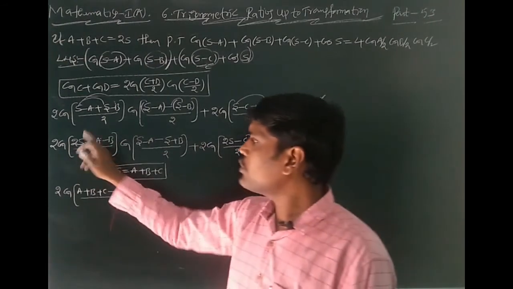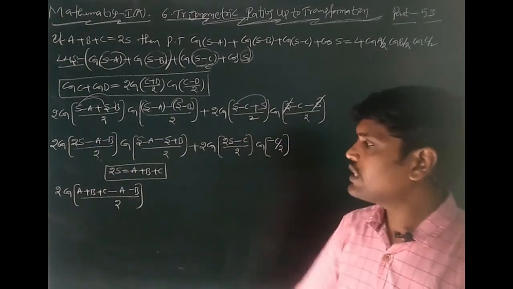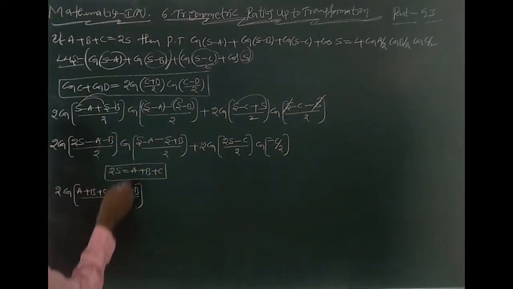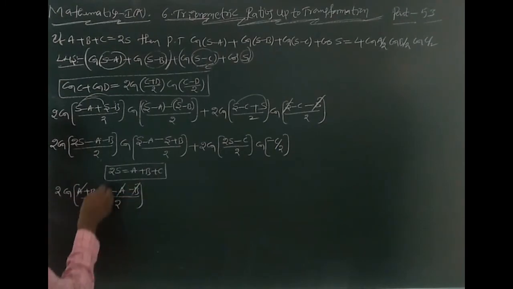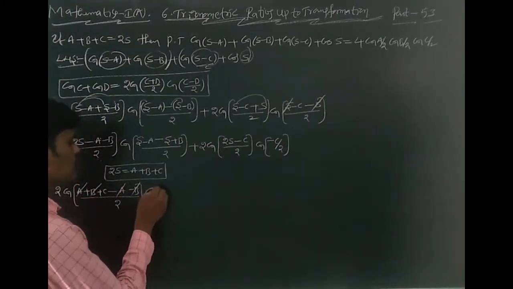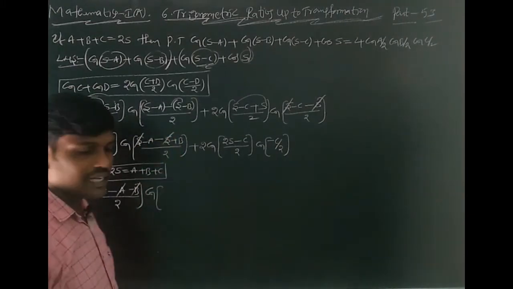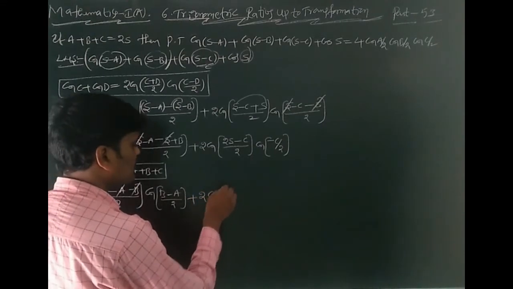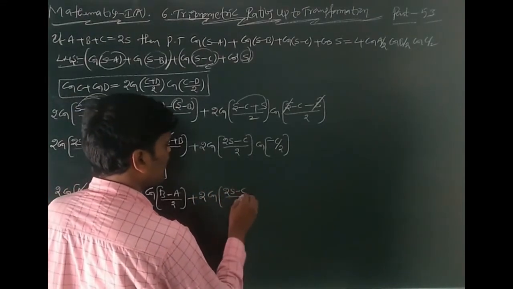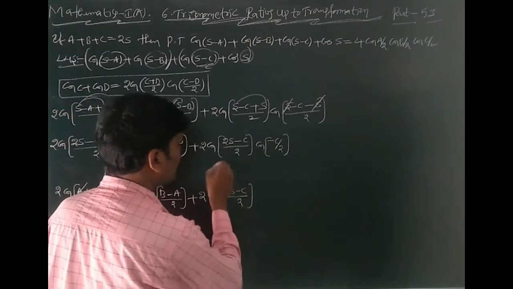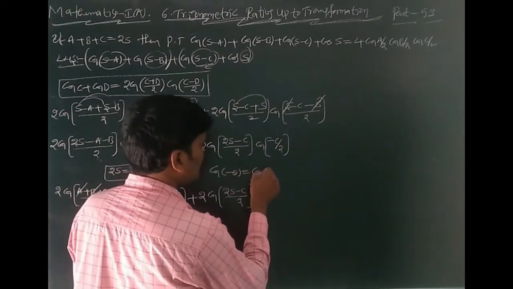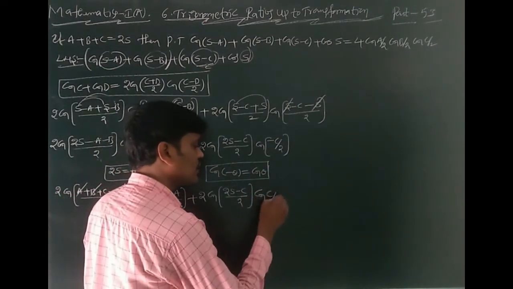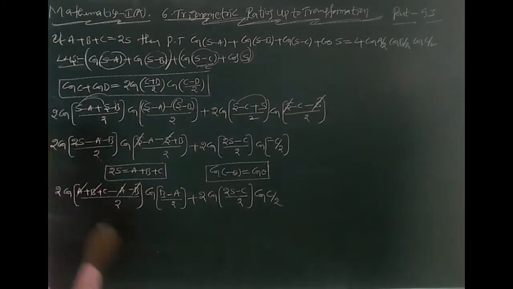After that, you know the 2s value. The 2s value is what here? The 2s value is a plus b plus c. That is why you can write a plus b plus c minus a minus b, where minus a plus a, and minus b plus b get cancelled. Here s minus s gets cancelled. Remaining is (b minus a) by 2, plus 2 cos of (2s minus c) by 2 into cos of minus theta. Cos of minus theta you get cos theta. What is the theta value here? c by 2.